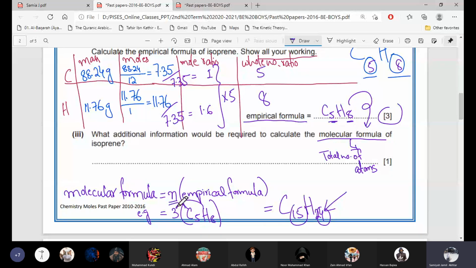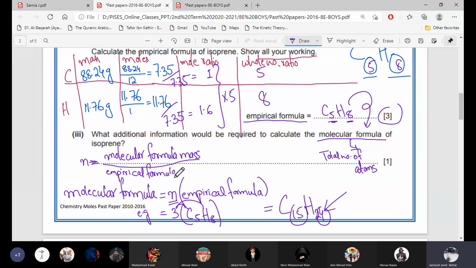And how to find this N? You will find N by this formula: N is equal to molecular formula mass divided by empirical formula mass.